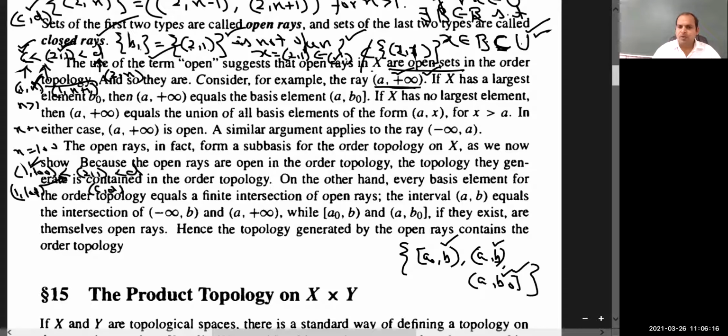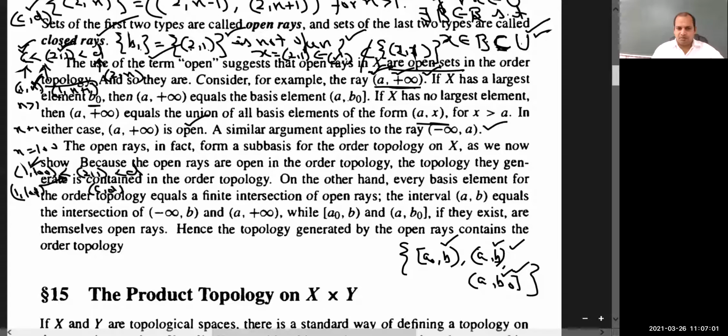So to show that the open interval A to infinity is open, that is what is written here: if X has the largest element B naught, then A to plus infinity equals the basis element A B naught. If X has no largest element, then A to plus infinity equals the union of all basis elements of this type, A to X, where X precedes A. That one is clear. In both cases, this is open. Why? Because basis members are always open and an arbitrary union of open sets is open. So using this, one can show that this type of ray is also always open with respect to the order topology on any ordered set X. A simple argument is going to work for this one.